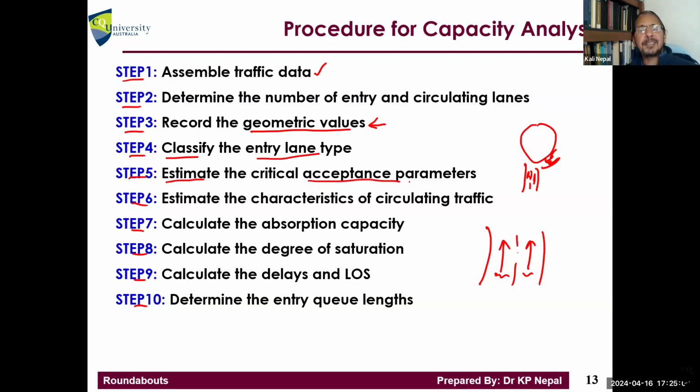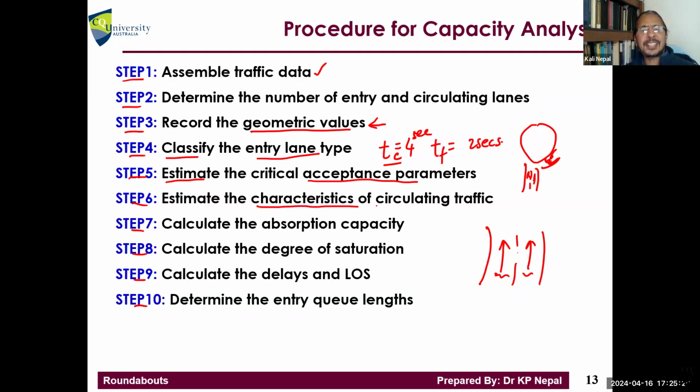Next, estimate the critical acceptance parameters, that is Tc and Tf: the critical gap and the follow-up time. Usually, the critical gap for a roundabout is taken as 4 seconds, per the Australian standards, and the follow-up time is taken as 2 seconds. I'll show you that in the table later on.